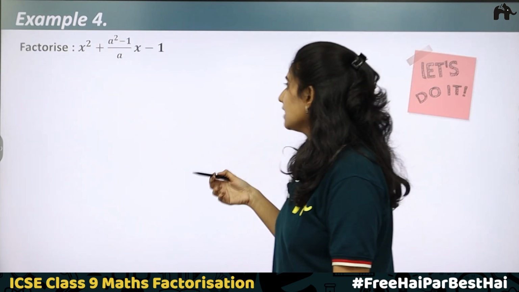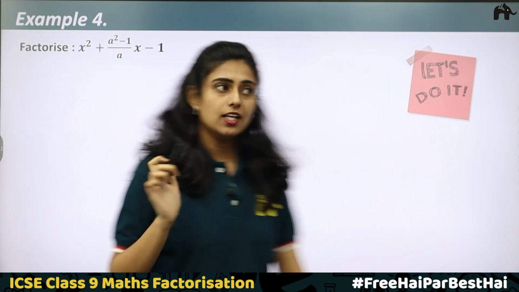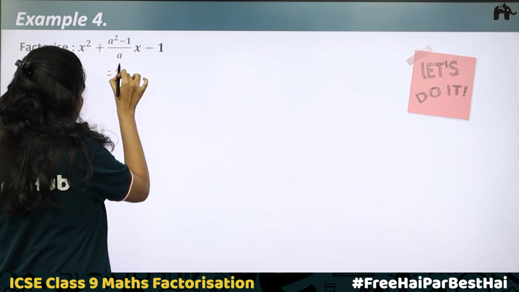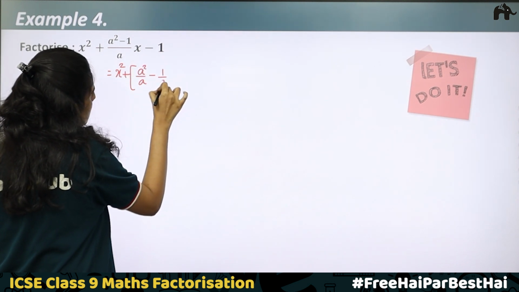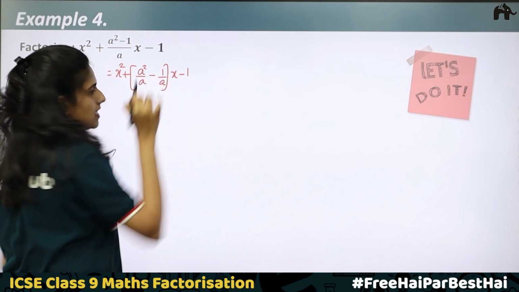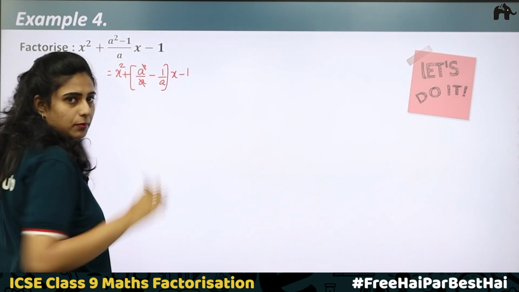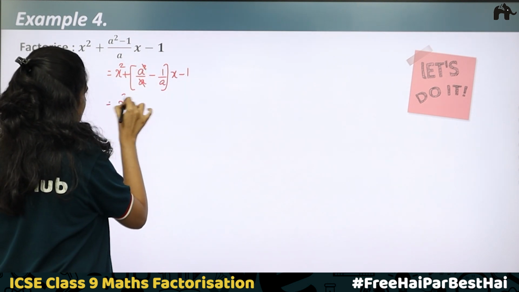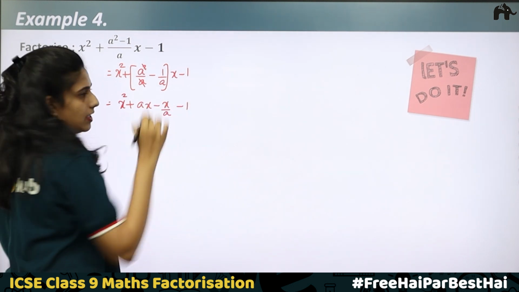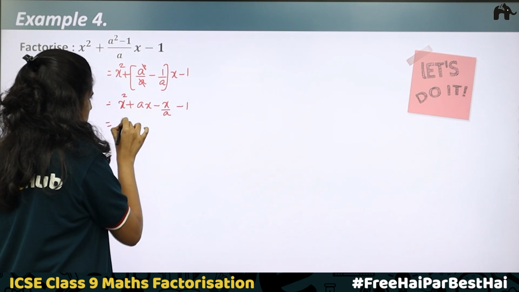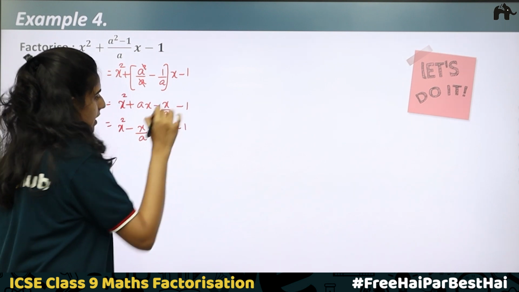Okay. Example 4, factorize (x² + a² − 1/a)(x − 1). So, here we can write this as (x² + a²/a − 1/a)(x − 1). Removing the brackets and multiplying. Before that, this a and the square can be cancelled. You will be having x² + ax − x/a − 1. Or x² − x/a + ax − 1.